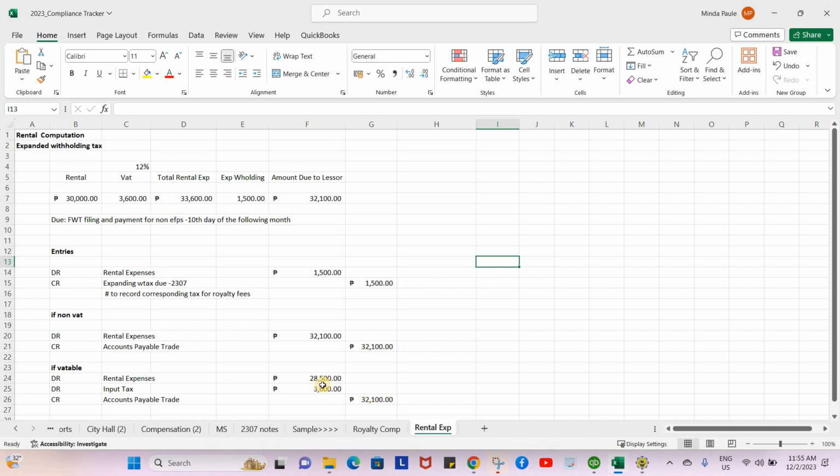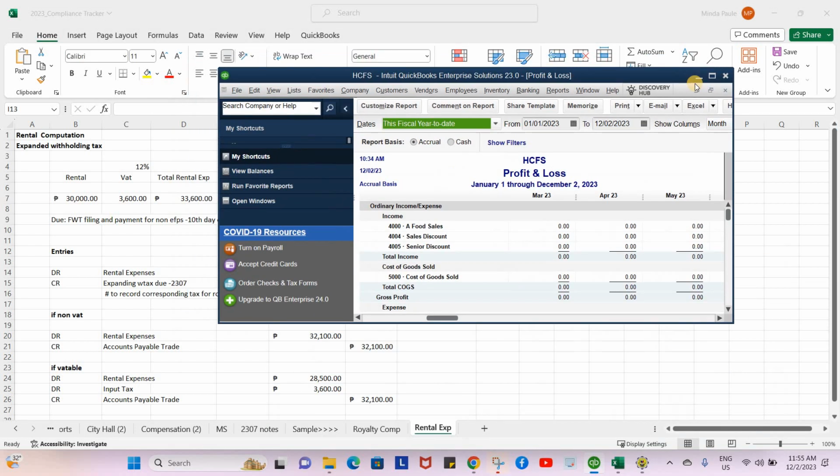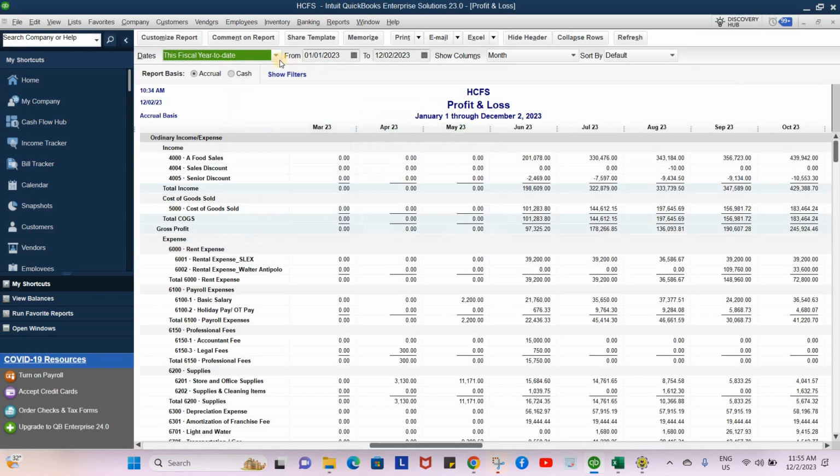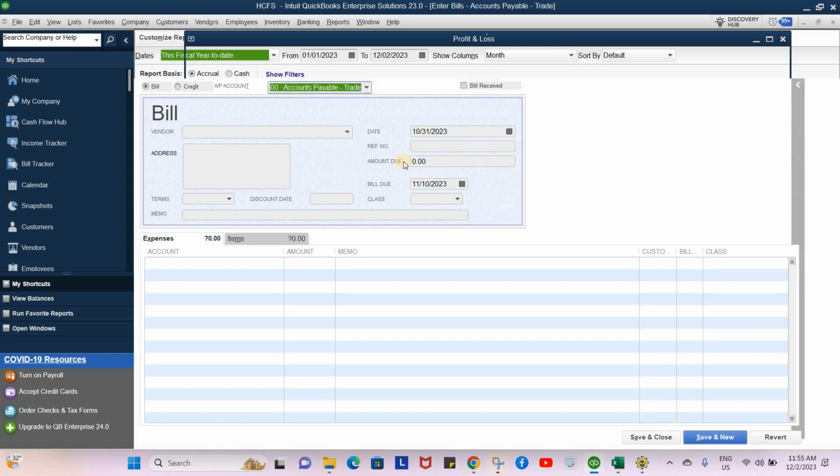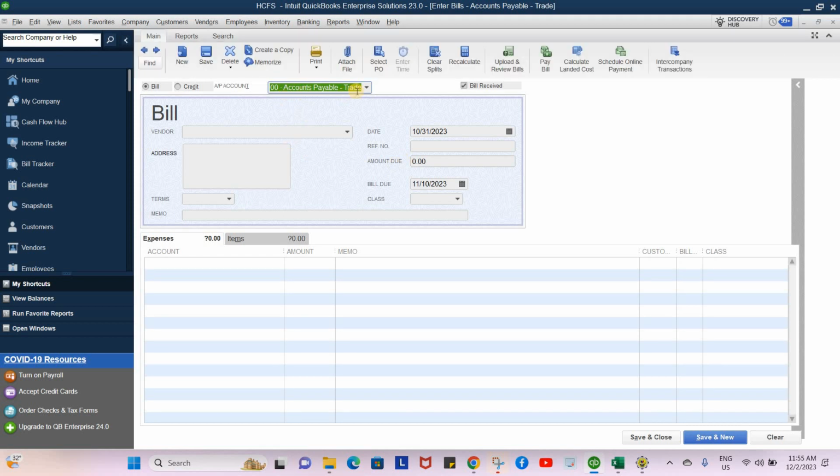Now, in this case, syempre, depende kung anong accounting system ang gamit niya. But I just would like to share with you ano yung gamit kong accounting system, which is yung QB Desktop. So, in this case, pupunta ako kay vendor. I will enter bills. Alright? At nakalagay siya dito sa QB Desktop.